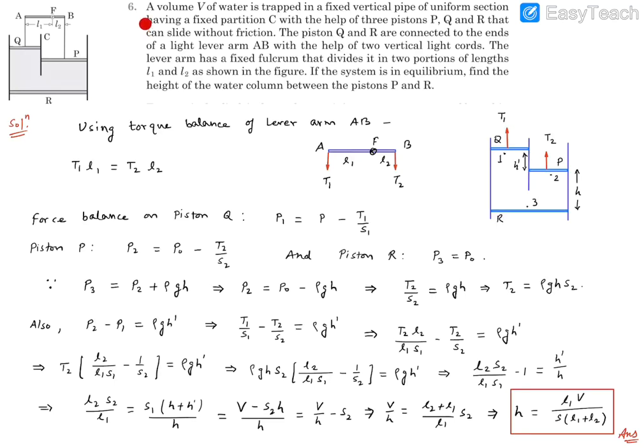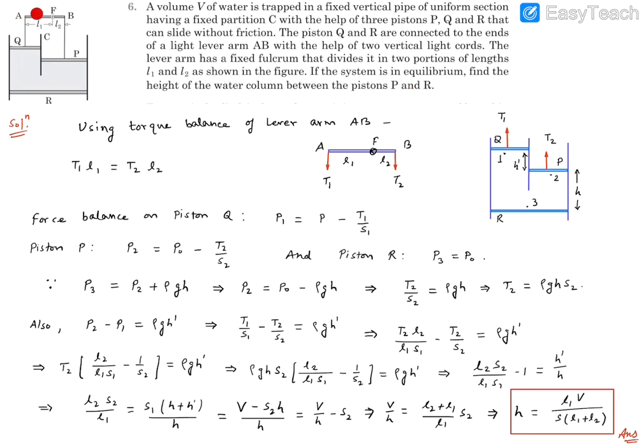Question number 6. It says a volume V of water is trapped in a fixed vertical pipe of a uniform section having a fixed partition C, with the help of three pistons P, Q, and R that can slide without friction. The pistons Q and R are connected to the ends of a light lever arm AB with the help of two vertical light cords. The lever arm has a fixed fulcrum that divides it into two portions of lengths L1 and L2 as shown in the figure. If the system is in equilibrium, find the height of the water column between the pistons P and R.